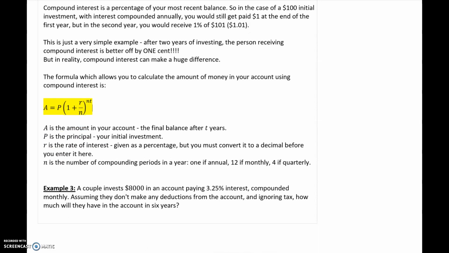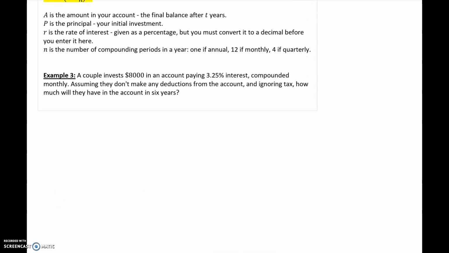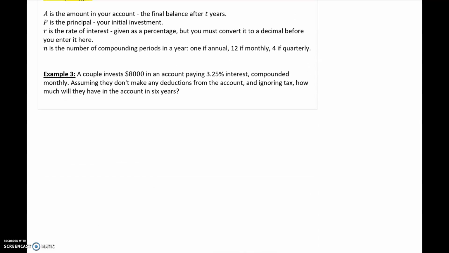And you're going to need your calculator to do it, but if we look at this example right now, it says a couple invests $8,000 in an account that pays 3.25% interest, compounded monthly, so that's important. Assuming they don't make any deductions, so they don't take any money out of the account, and ignoring tax, how much will they have in the account in 6 years? I'm not advising you to ignore tax, but to make this problem a little bit more manageable, we will do that.